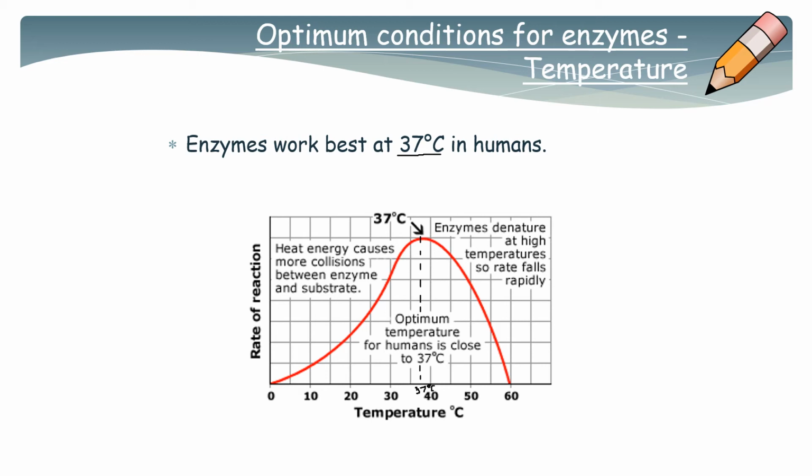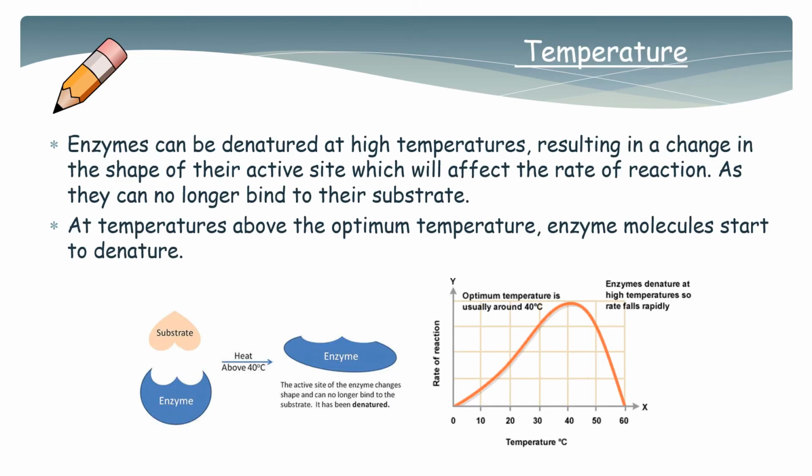And then above the optimum temperature of 37 degrees Celsius, your enzymes denature at high temperatures, so the reaction rate falls rapidly, which is what we've seen and said in the last part of this video tutorial. So what does it mean by denatured? Enzymes can be denatured at high temperatures, resulting in a change in the shape of their active site, which will affect the rate of reaction, as they can no longer bind to their substrate.